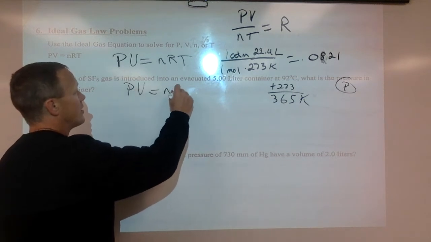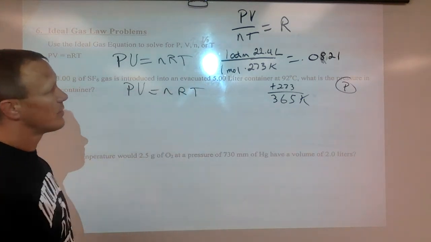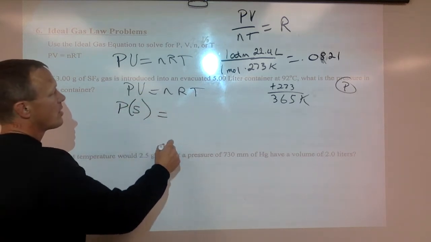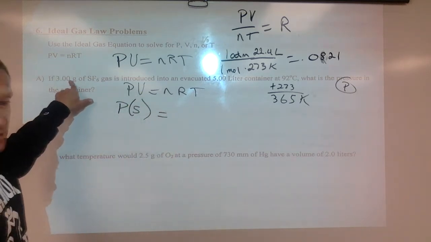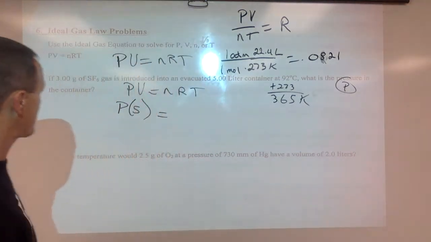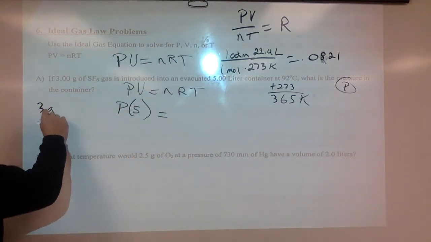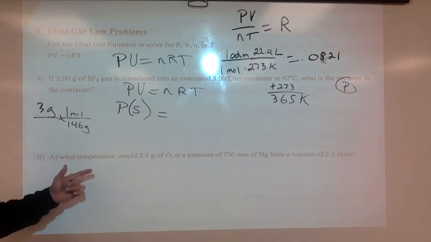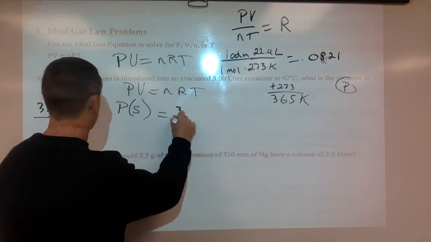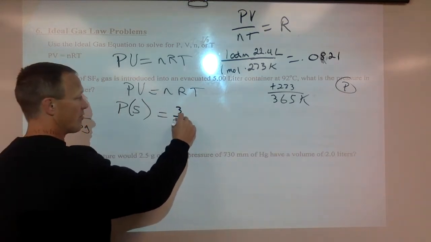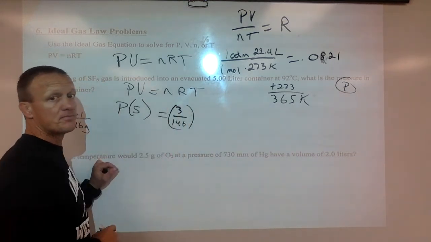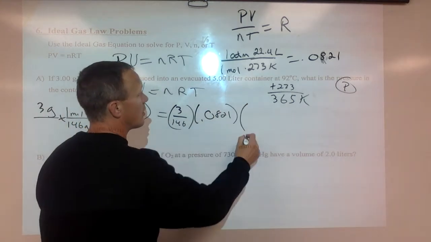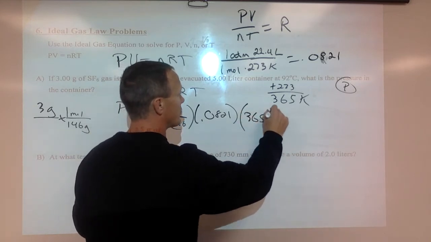PV equals nRT. We know we're looking for pressure. The volume is 5 liters. For our moles, we have 3 grams of SF6. SF6 is 146 grams per mole, so 3 grams over 146 grams per mole. We can divide those and get the number of moles. I'm just going to plug in 3 over 146 as our number of moles, whatever that answer is. R is 0.0821, and our temperature is 365 degrees Kelvin.